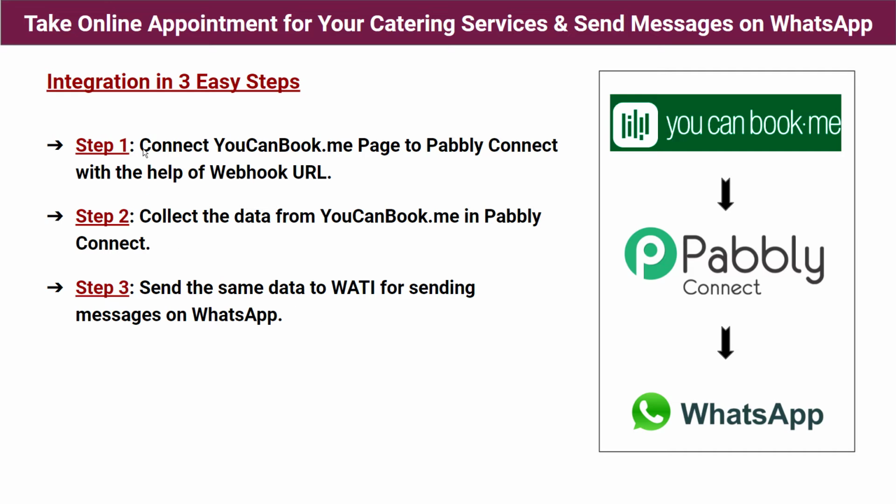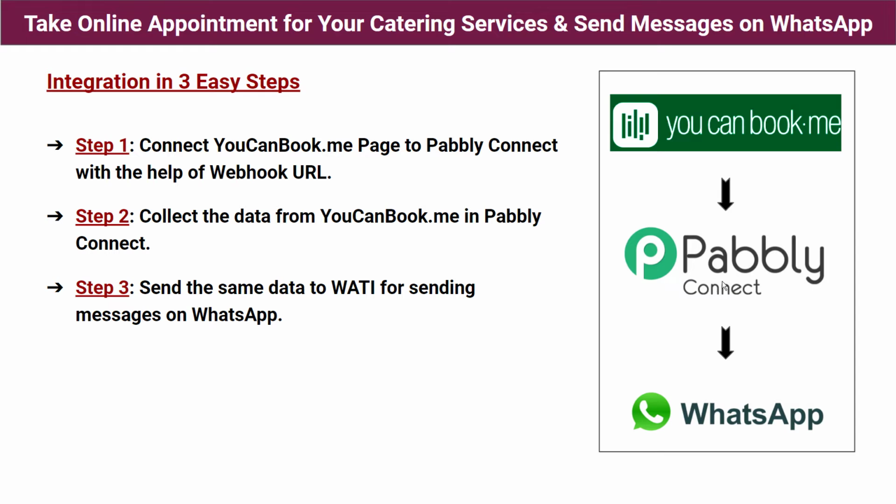So here the step 1 is, connect You Can Book Me page to Pabbly Connect with the help of webhook URL. Okay, so to perform the first step, first we need to log in into Pabbly Connect, and then we need to connect our youcanbook.me account with Pabbly Connect. Simple. So here to connect Pabbly Connect with youcanbook.me, we have to paste a webhook URL.